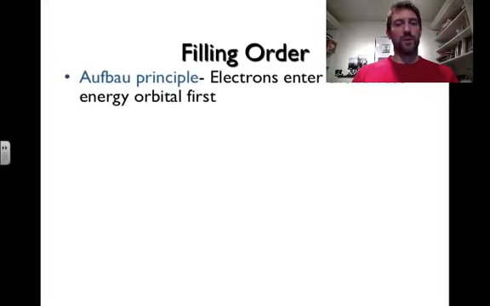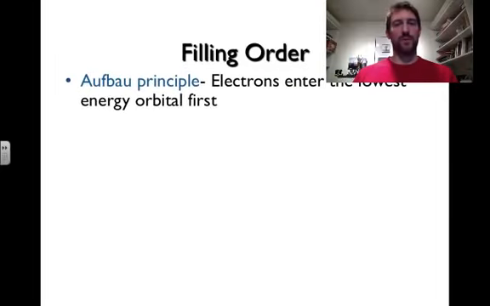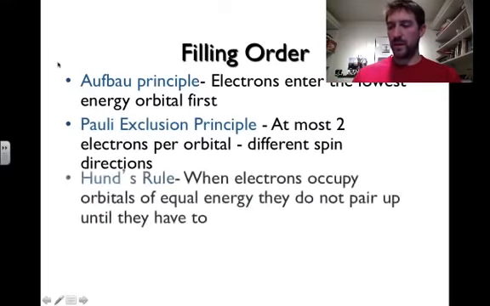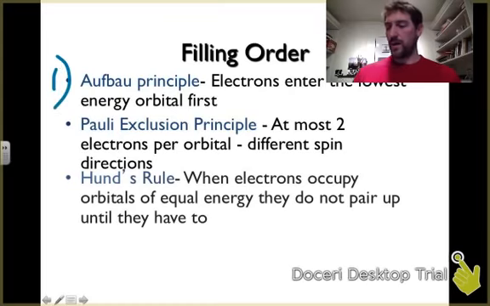So let's talk about filling order. There are 3 general rules that we need to follow when we're looking at filling order. The way I teach it in my class, we call these the 3 rules. They're not necessarily rules or laws, but more explanations of what happens. Number 1 is the Aufbau, which says that electrons enter the lowest energy orbital first. I'll explain that coming up. The second one is the Pauli exclusion principle: at most 2 electrons per orbital, and they spin in different directions. That will make sense, I hope, in just a couple of slides.